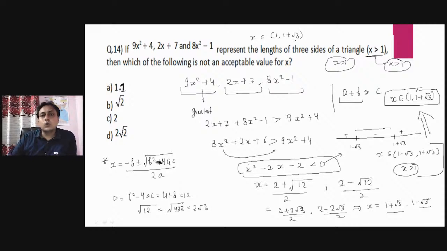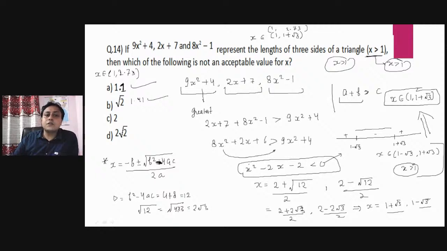So guys, root 3 is approximately 1.73, plus 1 means this is approximately 2.73, right? So 1 to 2.73. Let's see the acceptable values of x between 1 and 2.73. So guys, 1.1 is acceptable. Root 2 is 1.41, acceptable.